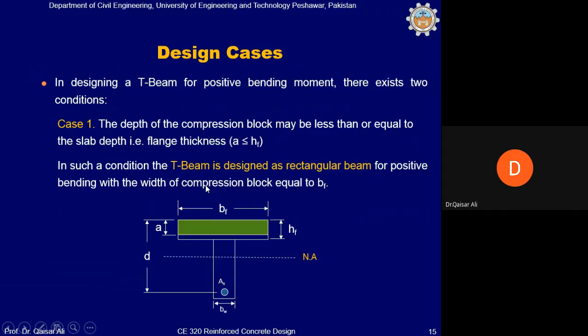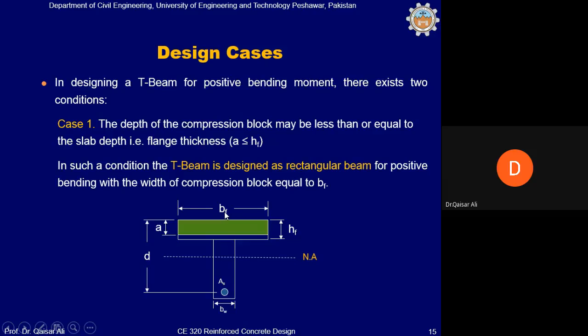In case number 1, as I said earlier, pay attention: if the depth of the compression block, small a, is less than or equal to the slab thickness, then the shape of this compression block will be like a rectangle. Then the T-beam will be designed as a rectangular beam with only one difference: BW in the previous equations of the rectangular beam will be replaced by BF.